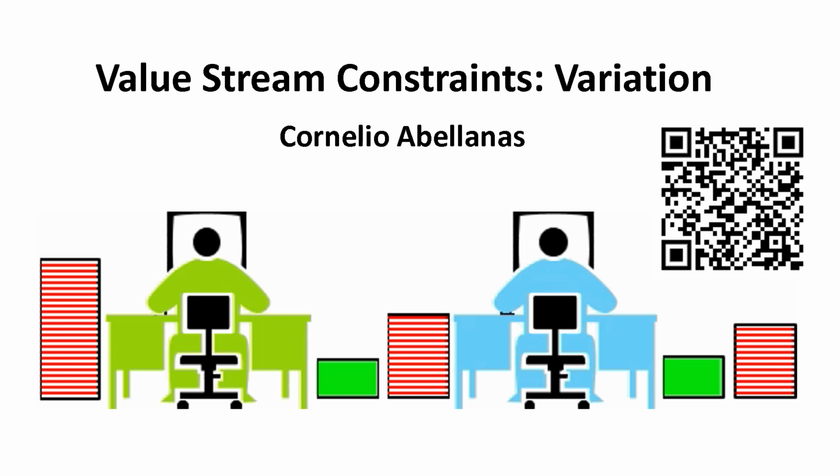Analyzing our value stream, we identify a number of constraints that limit its effective capacity. The most visible constraints are the capacity of the different steps, but there are other not so obvious constraints, such as the capacity variation of some of the steps.